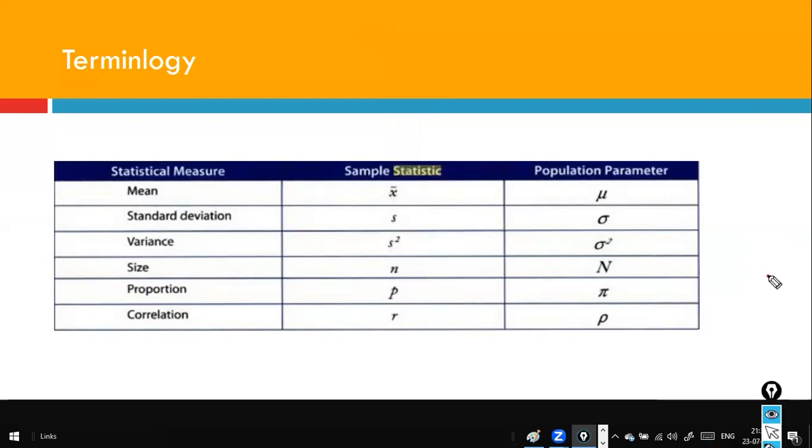Next, we will understand what is population and sample.